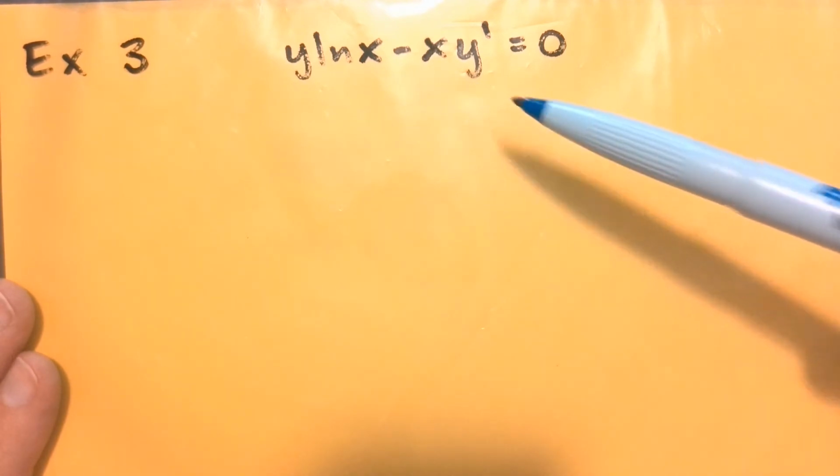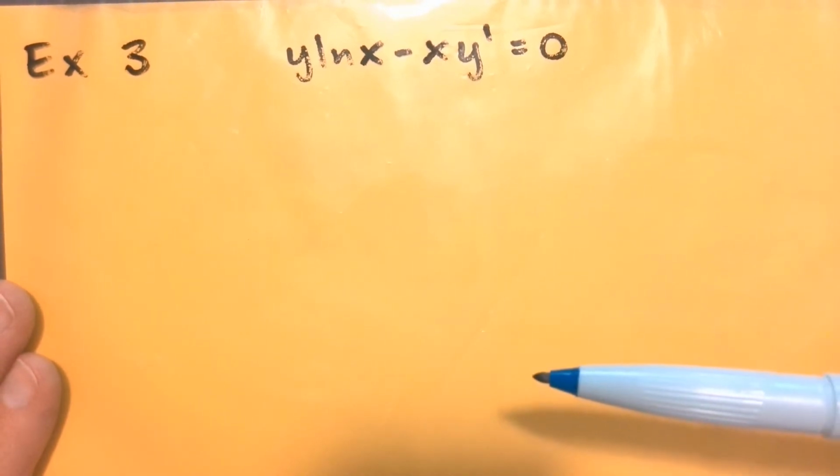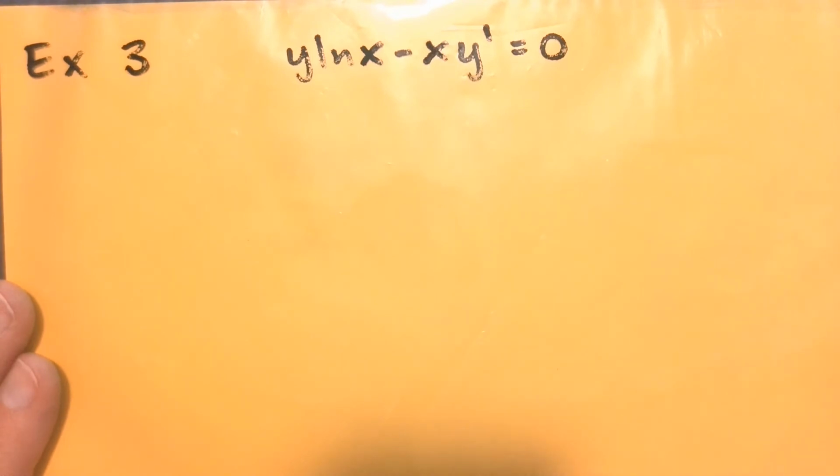So I don't want you to get too bogged down in the simplifying of these, because that part can be kind of strange, and really the most important part is that you're able to separate the variables and integrate. So I want to do a few examples where we just focus in on that piece.